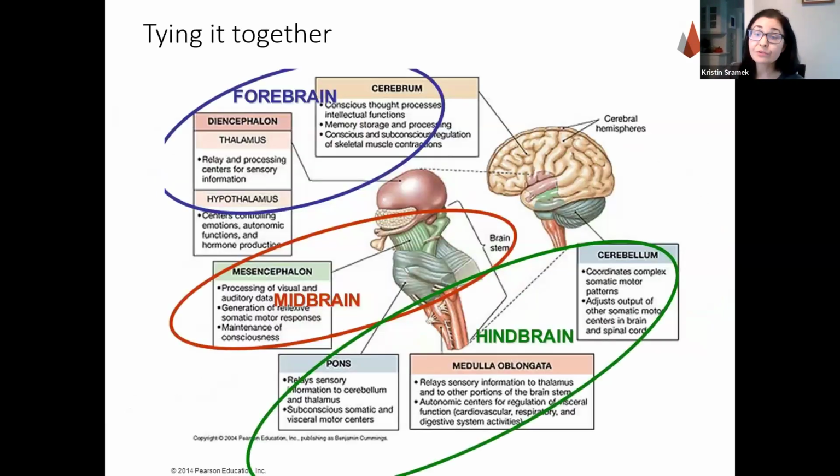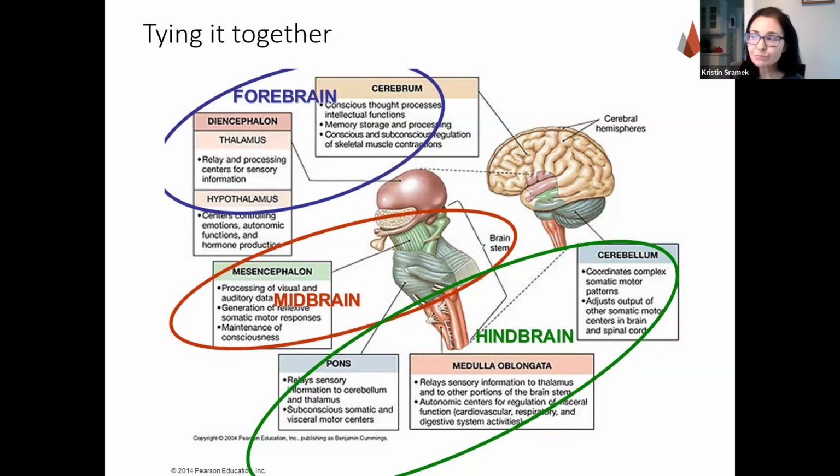To recap, remember the forebrain. This is from the developmental perspective. It includes the cerebrum. The cerebrum is the cortex. It also includes parts of the limbic system, which are the thalamus and the hypothalamus. If you want the bio word for it, it's the diencephalon.